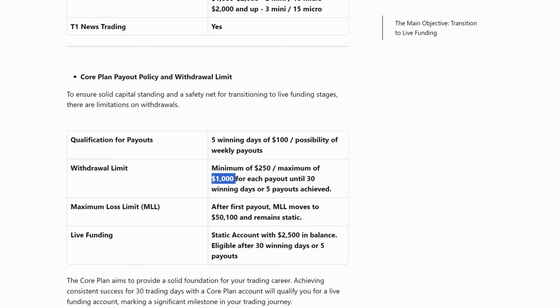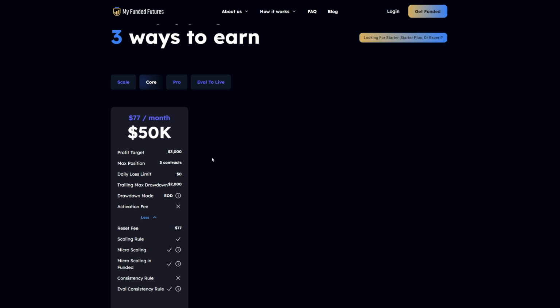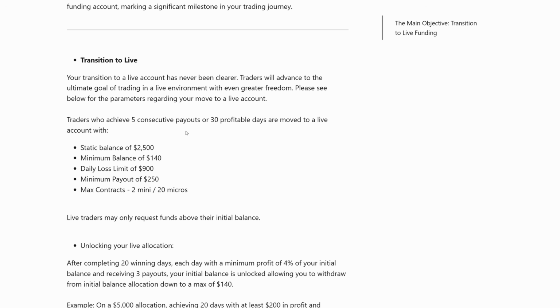So they did decrease that a bit, but you also want to keep in mind, My Fund Futures has pushed down the price. So our initial upfront cost is going to be a little bit less. So there is going to be a give and take. Now we look at the transition live. Traders who achieve 5 consecutive payouts or 30 profitable days have the chance to get moved to a live account. And My Fund Futures is going to give you a live account with $2,500. Now, this might not make sense at first. The minimum balance 140.